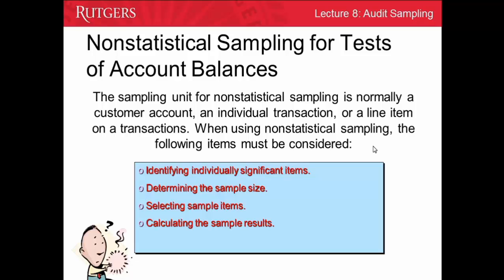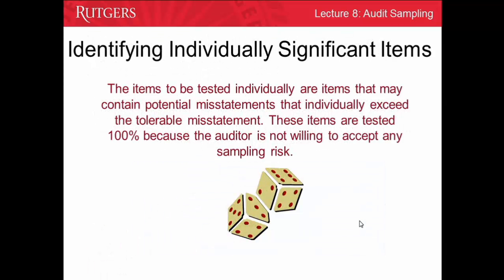Okay, then let's take a look at the non-statistical sampling for tests of account balances. When conducting a non-statistical sampling application for testing an account balance, the auditor considers each of the steps that we have discussed before for the statistical sampling for tests of account balances. Most of the steps are the same as the statistical sampling approach except these 4 items: identifying individual significant items, determining the sample size, selecting sample items, and calculating the sample results.